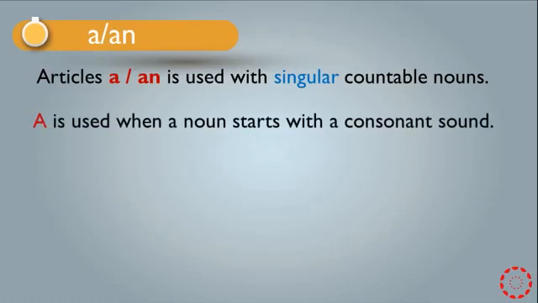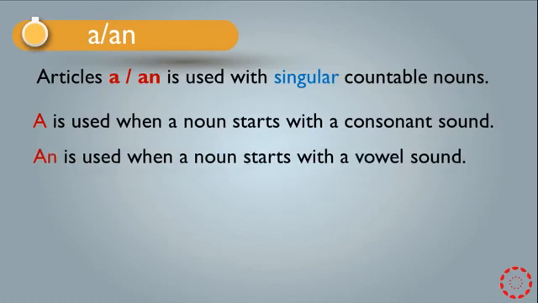A is used when a noun starts with a consonant sound. But an is used when a noun starts with a vowel sound. The noun must start with a vowel sound. Vowel sounds like A, O, U, I, and E.